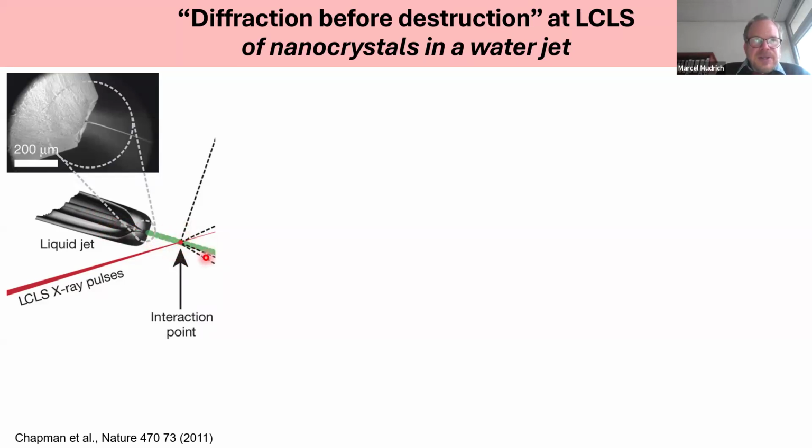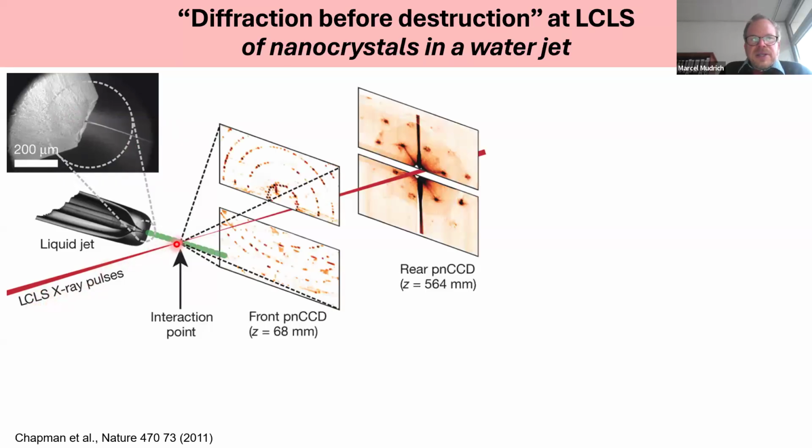And this can be done. You can actually produce a jet. This is called the liquid microjet technique. So you can produce a jet of a liquid that is ejected into the vacuum to then interact with an X-ray pulse or X-ray beam, and then measure the diffracted radiation.